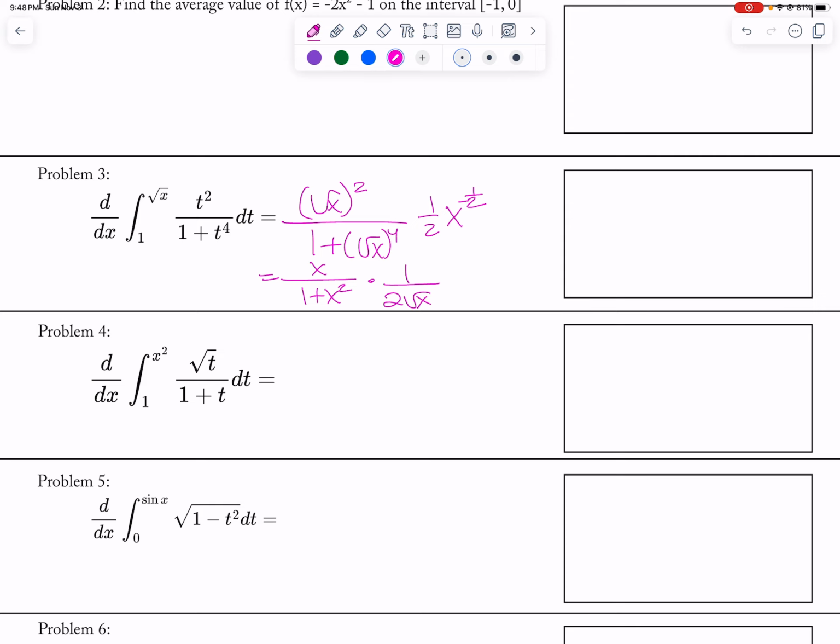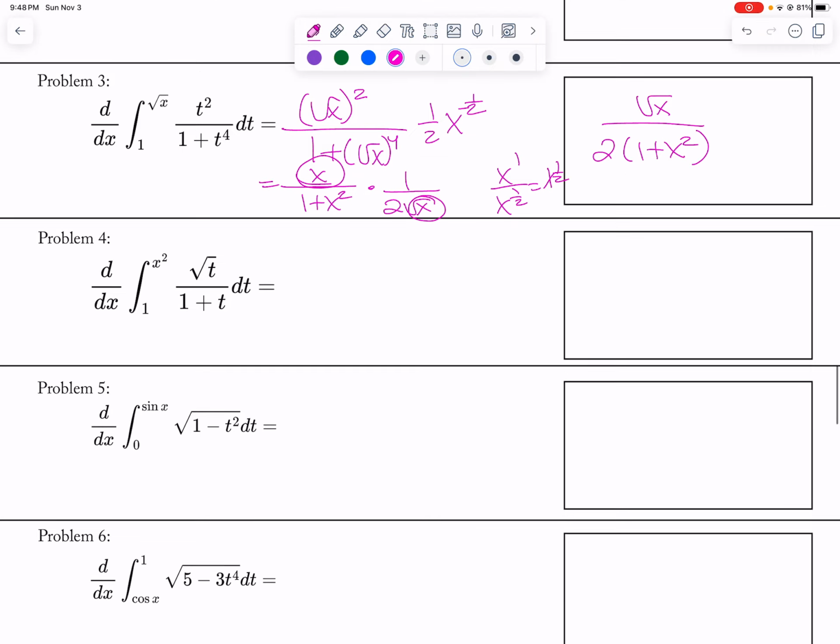So I would have probably left it as root x on the top and a 2 and a 1 plus x squared on the bottom. So I would have reduced my root x and my x, because that's x to the 1st power over x to the 1/2, which gives me x to the 1/2 by rules of exponents.